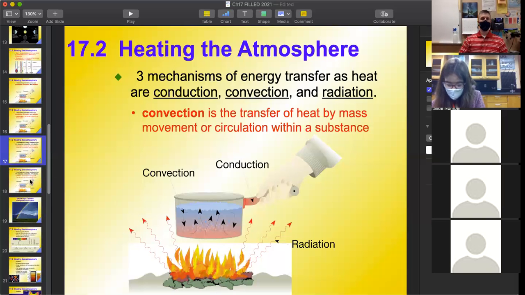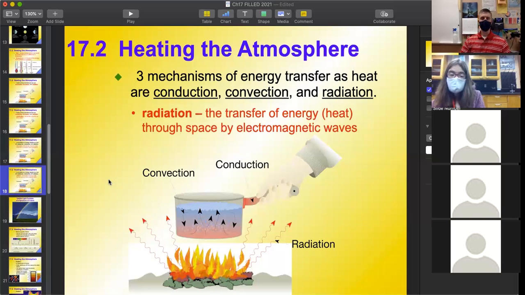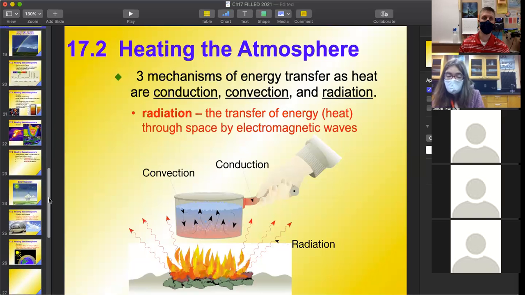And then the third is radiation, which is the transfer of energy through electromagnetic waves. The really nice thing about radiation is it can happen in a vacuum. It can travel through space. If that weren't the case, we wouldn't be here, because we wouldn't be able to get the energy from the sun. We need that for plants to grow, so we can have things to eat. You have to have that, so it's a nice thing.